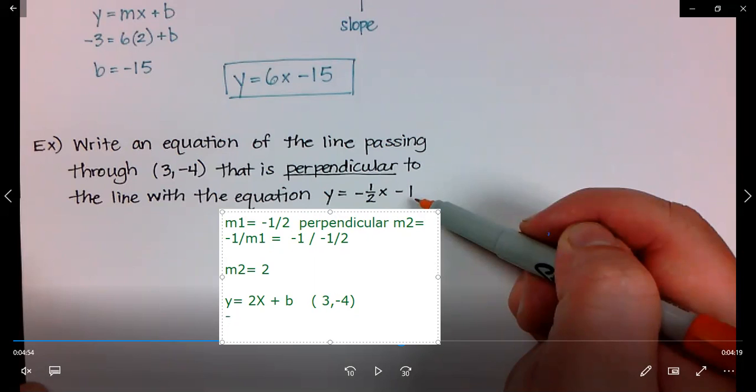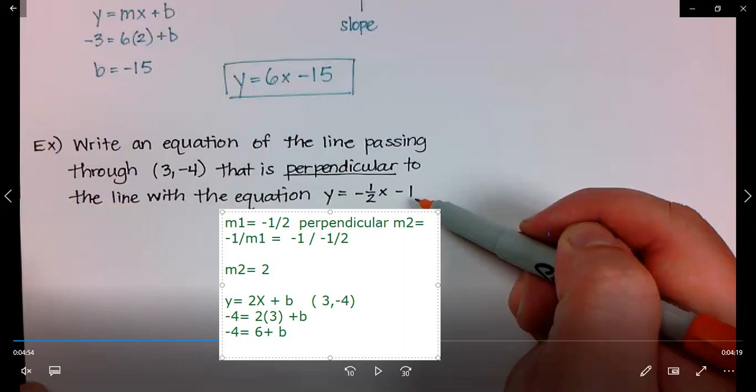Then y will be -4, equal 2 times 3 plus b. So what's y? y is -4. And what's x? x is 3. Then -4 equals 2 times 3, which is 6, plus b.